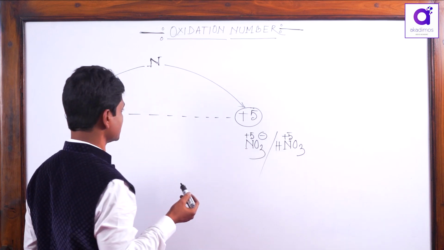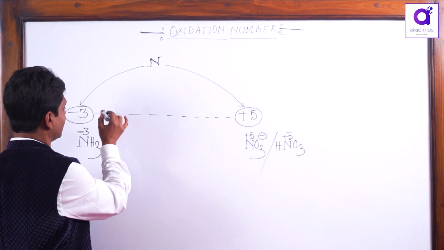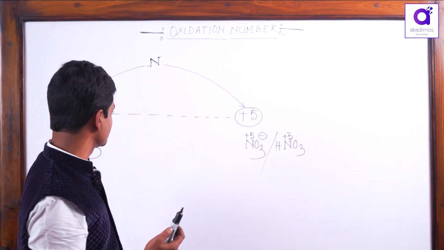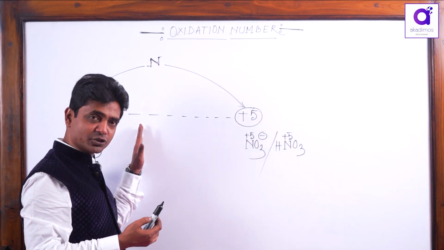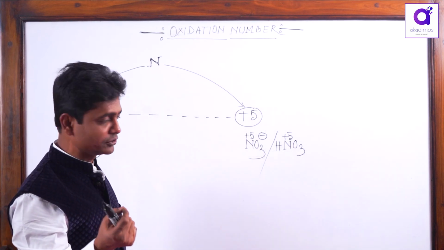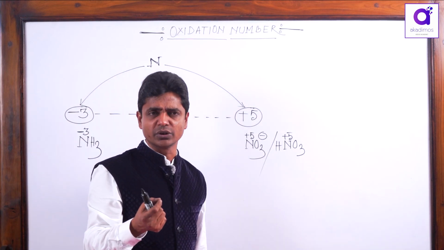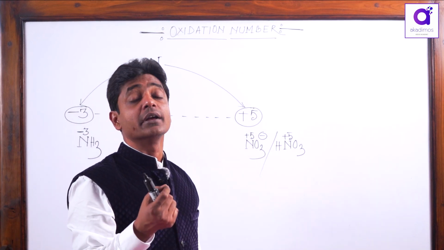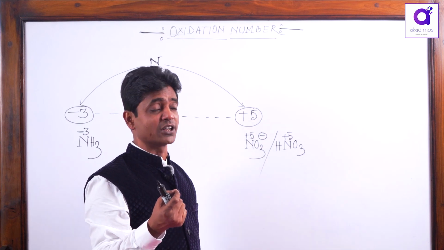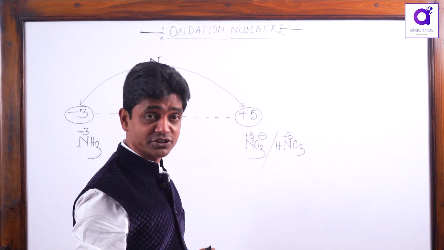And in between oxidation states, you will get so many compounds, like in hydrazine, nitrogen is minus 2. In the nitrogen molecule, you will get 0, NO plus 2, N2O plus 1, N2O3 plus 3, NO2 plus 4, and the maximum is plus 5.